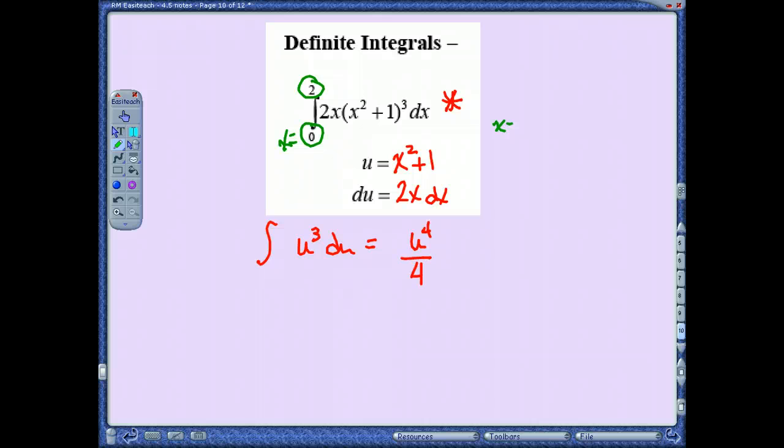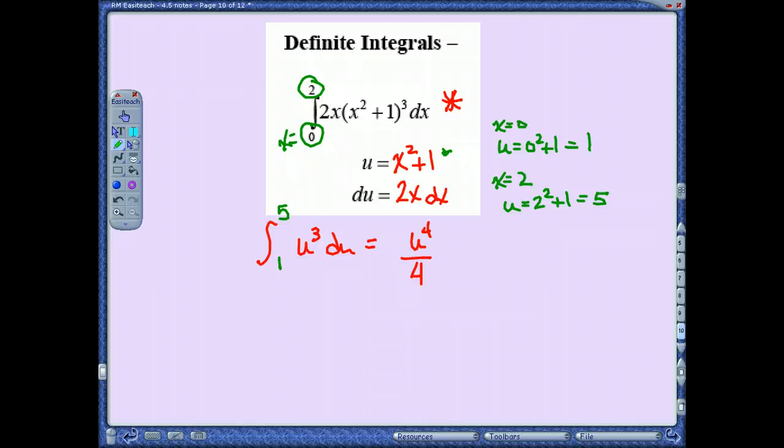So when x is equal to 0, u is equal to 0 squared plus 1, which is 1. So the bottom limit was x equals 0, so our bottom limit is going to be u equals 1. That top limit, x was equal to 2. When I plug that in to my u substitution, I'm going to have 2 squared plus 1, which is going to be 5. So the top limit used to be 2, now the top limit is 5.